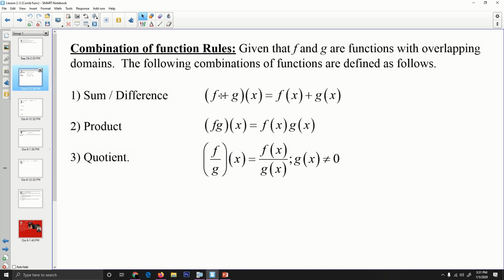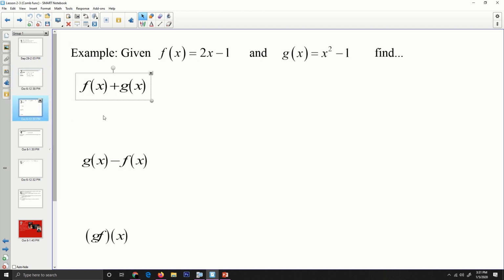The sum or difference, f plus g of x, is just taking the function that is f and the function that is g and adding them. The product of two functions, f g of x, is just the product of f of x and g of x, and then the quotient or the division, f over g of x, is just going to be f of x over g of x, provided that g of x is not equal to 0, and you can't have a division by 0.